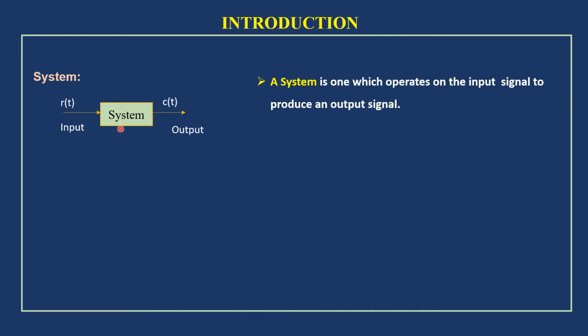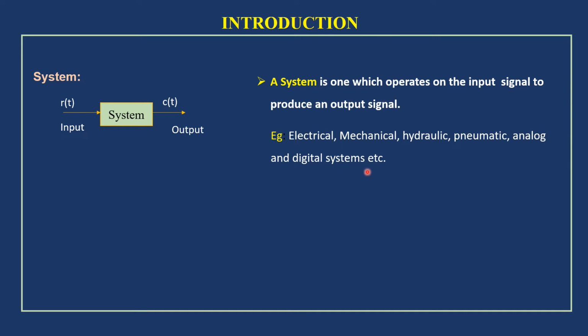This is the block diagram representation of the system. Input will be given to the system. The system processes the input signal and it produces output, which is referred to as C of t. C of t is nothing but the controlled variable or measured output. R of t is a reference input. This is about the system. A system may be electrical, mechanical, hydraulic, pneumatic, analog and digital systems.